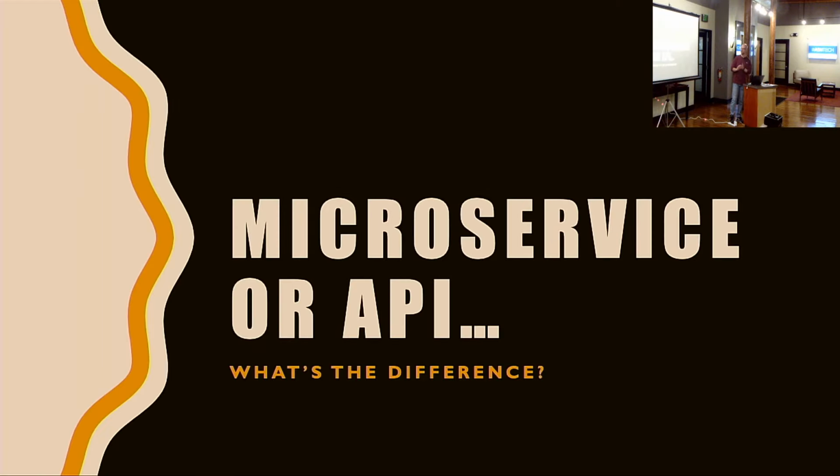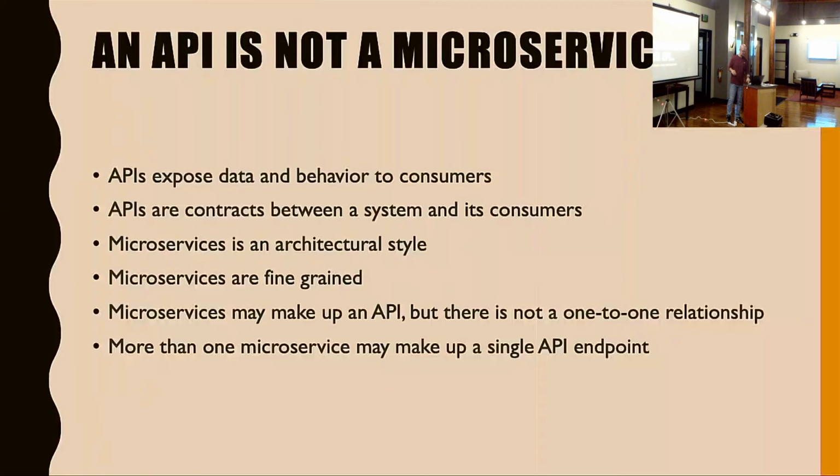So microservice or API, what's the difference? Does anyone want to take a stab at that? All right. They're very similar. An API is not a microservice. APIs expose data and behavior to its consumers behind some interface. APIs are a contract between one system and another system or other consumers, right?